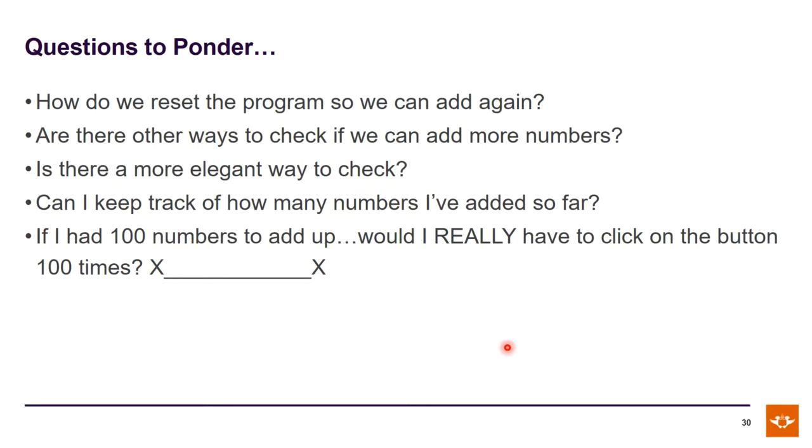Are there other ways to check if we can add numbers? This gentleman here in front basically gave that option, okay? Is there a more elegant way to check? That also ties into this question. Can I keep track of how many numbers I've added so far? Okay, in other words, if you've got a really long list of numbers, like number 1 is this, number 2 is this, number 3 is this, number 4 is this.